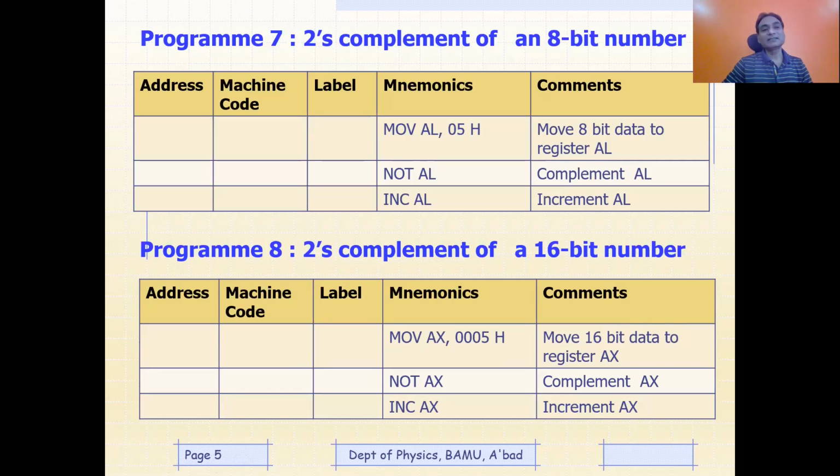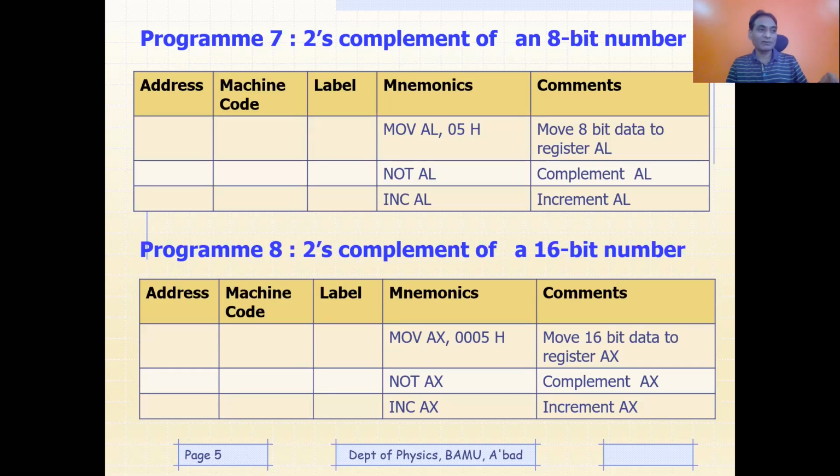Next, the 7th program. Now let us see, you have been asked to get the 2's complement of an 8-bit number. First of all, you need to understand what the 2's complement is. We know it is very simple: 1's complement plus 1. So you will have to take the 1's complement and then add 1. You see how simple it is going to be.